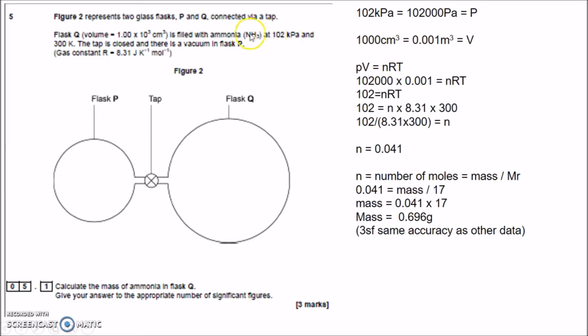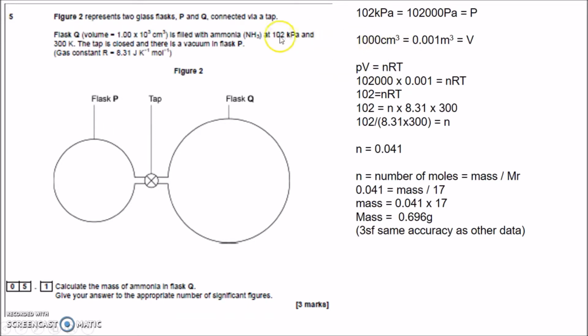P is pressure: 102 kilopascals. It needs to be in pascals. To convert kilopascals into a smaller unit like pascals, multiply by 1,000. So 102 kilopascals is 102,000 pascals. So I've got the pressure in the right units. V is volume.